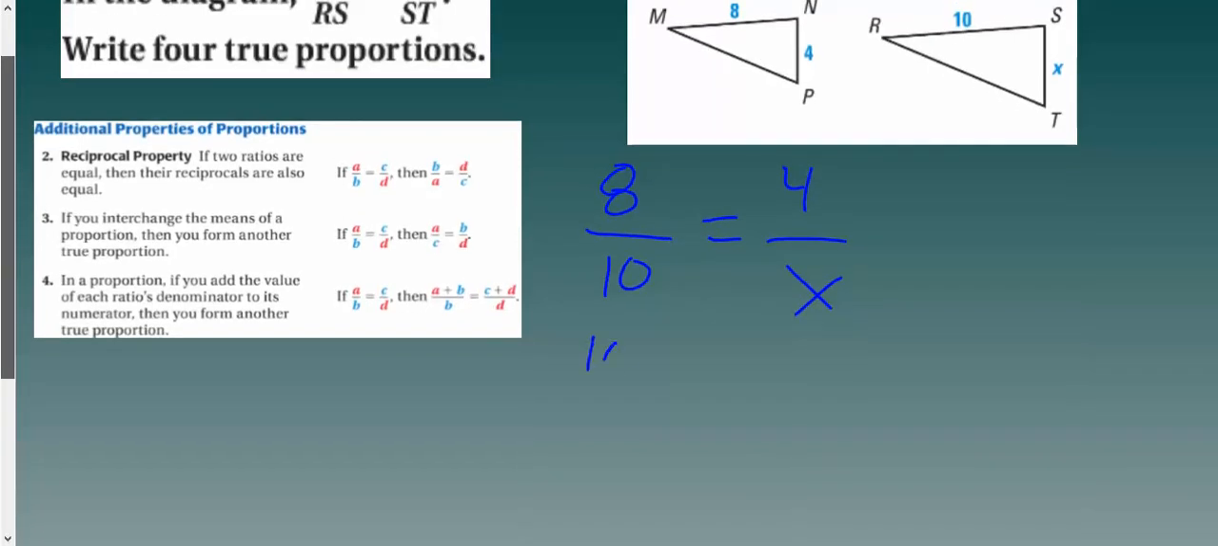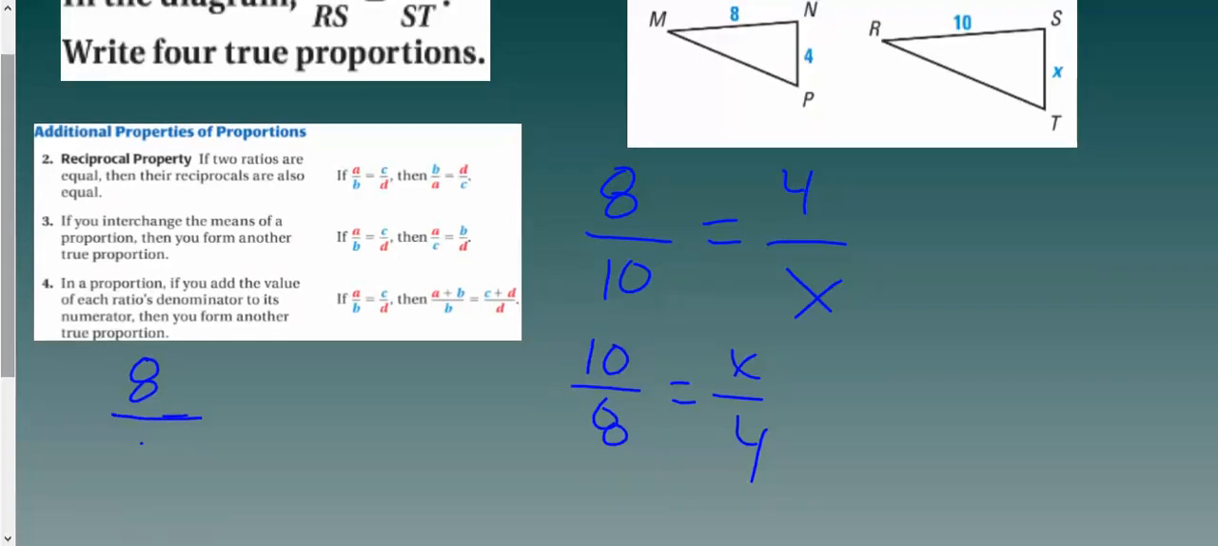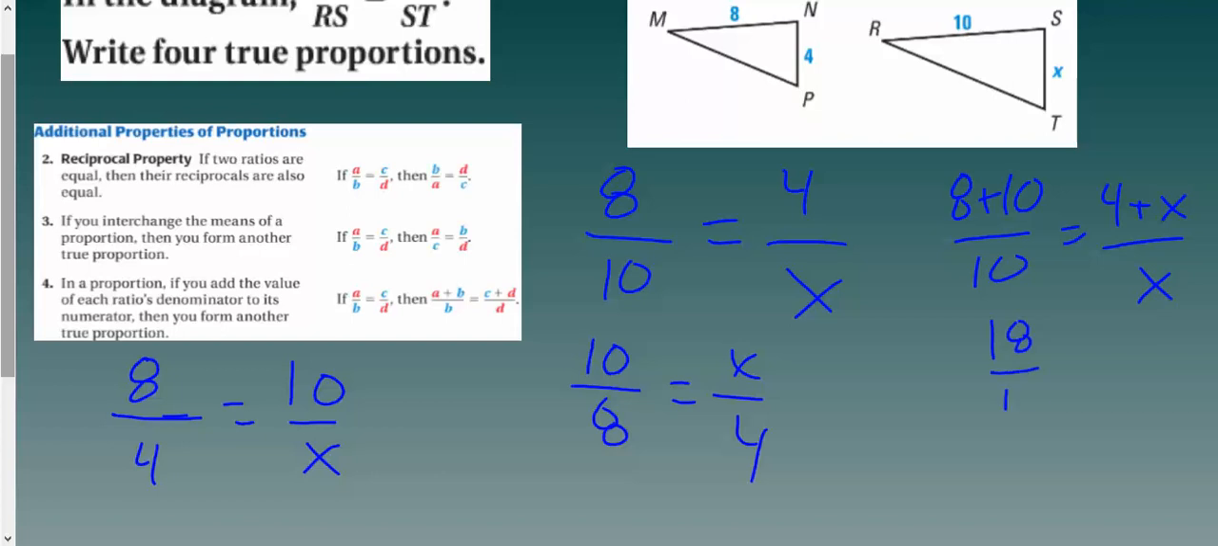So I'm going to start with the reciprocal one because that's kind of the easiest one. You're just going to apply the reciprocal to both. And then we'll do the means one next, where we just take the original problem and we switch the means around. And then we'll do the last one where we add the denominator. So we're going to add 10 to the left one, and we're going to add x to the right one. So you could simplify that to be 18 over 10 equals 4 plus x divided by x. And there you go. Those are all equivalent proportions.